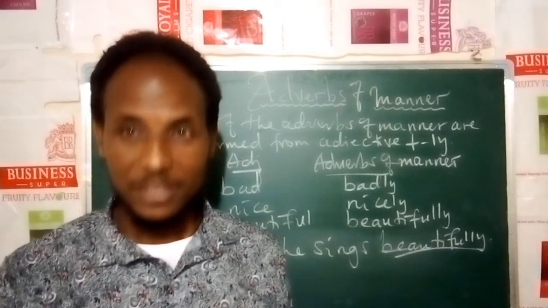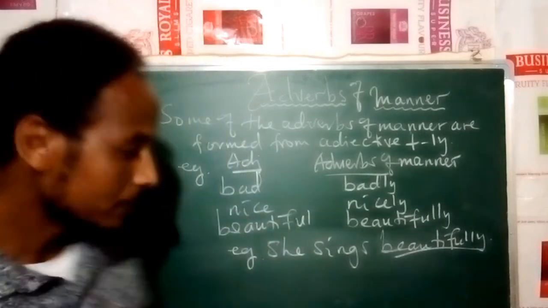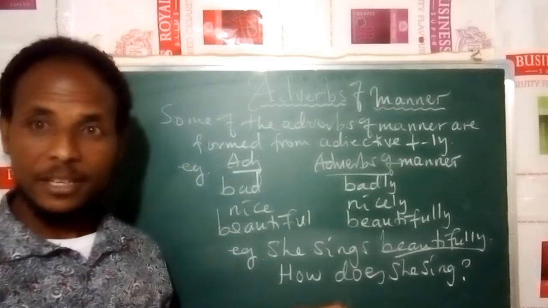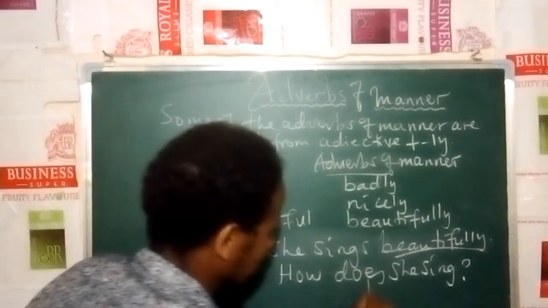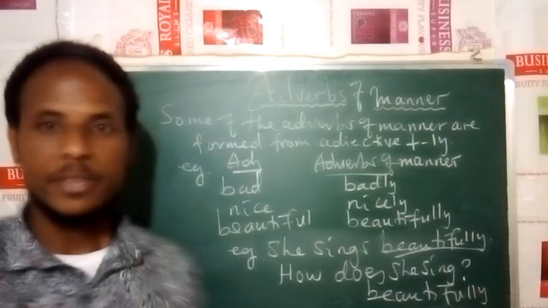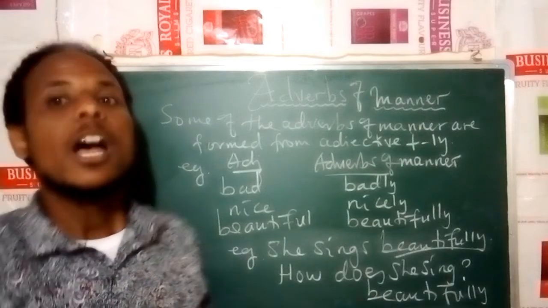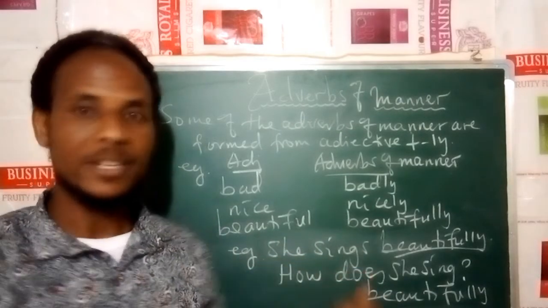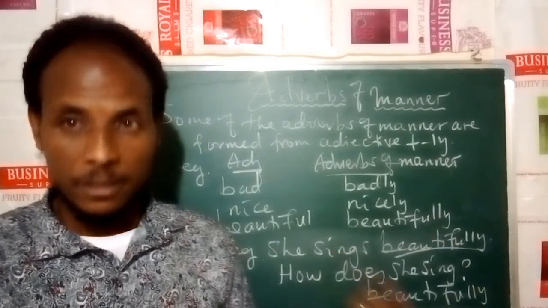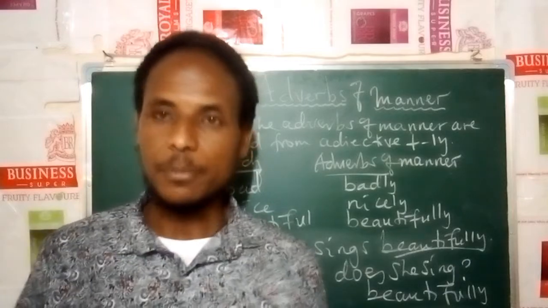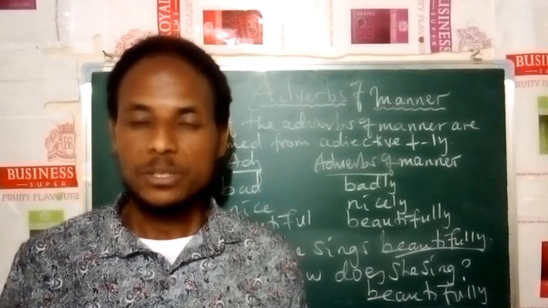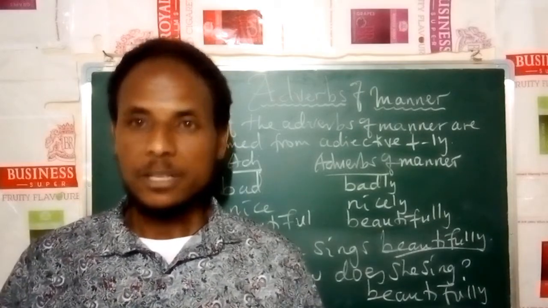How does she sing? Beautifully. So the adverb of manner beautifully answers the question how or in what way does she sing? So adverbs of manner answer the question how or in what way something happened. It's a manner, it's a situation, it's a way in which something takes place.